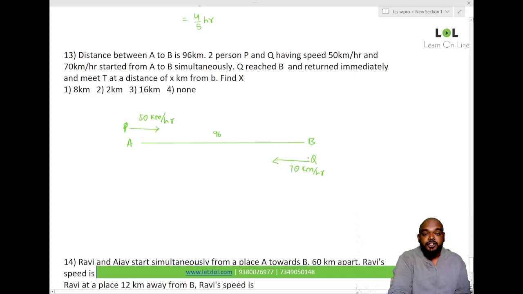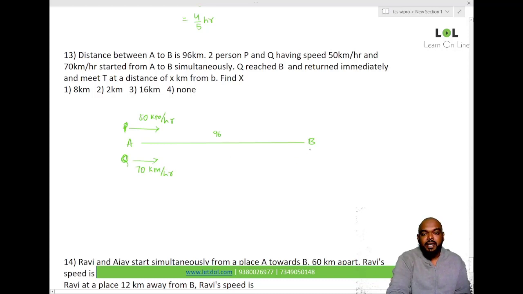Now Q reached B and returned immediately. Okay, I'm sorry. Started from A to B. I'm sorry guys. Both started from A to B, not A and B. He also started from here itself. Okay, both starting from same point this time. Started from A to B simultaneously.